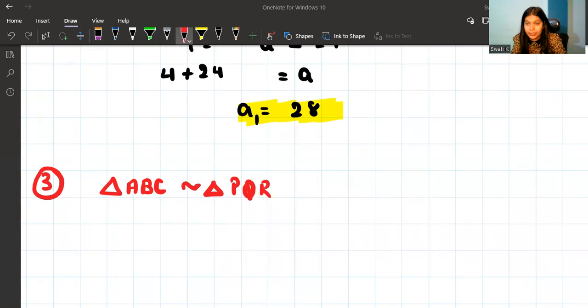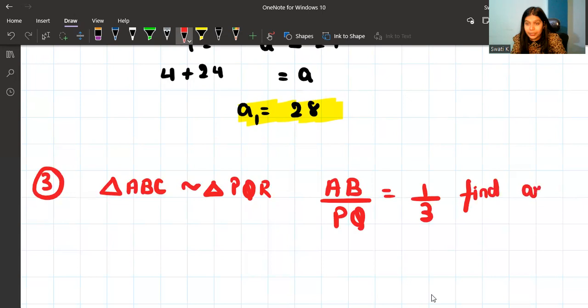So here two similar triangles are given, triangle ABC and triangle PQR, with the condition that the ratio of AB upon PQ is equal to 1 upon 3. This is given. We have to find the ratio of the area of triangle ABC upon area of triangle PQR. This is a formula-based question, very simple, there is a theorem behind this. That theorem simply says that whenever two triangles are similar, then the ratio of the areas of those two similar triangles is equal to the square of the ratio of their proportional sides.